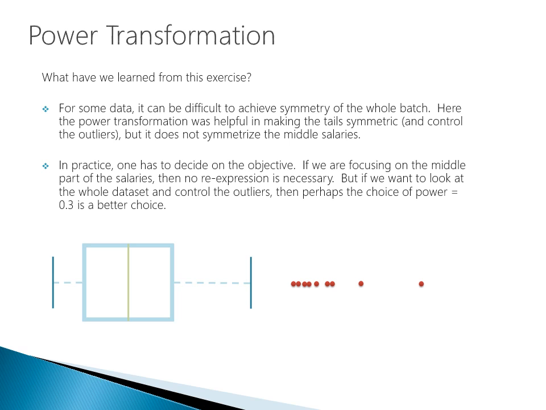If we're focusing on the middle part of the salaries with our predictive models, well then no re-expression is necessary. But if we want to look at the whole data set and control the outliers, then perhaps the choice of a power equaling 0.3 is a better choice. So we have to think about transformations and trying to achieve linearity in context to the problem at hand.